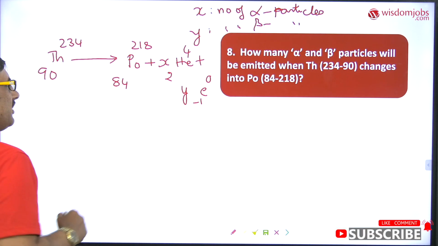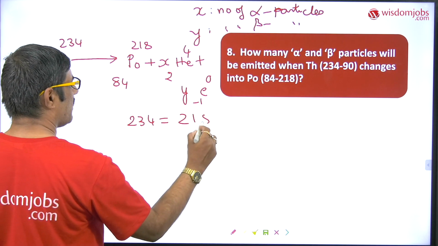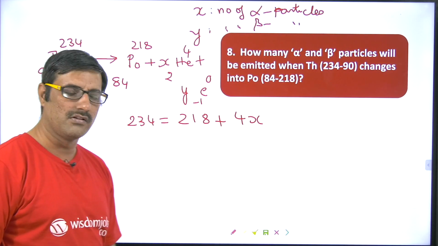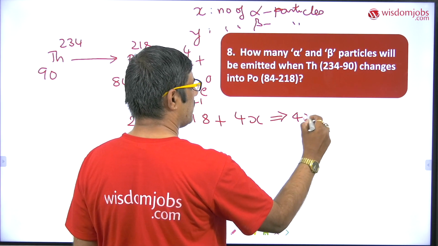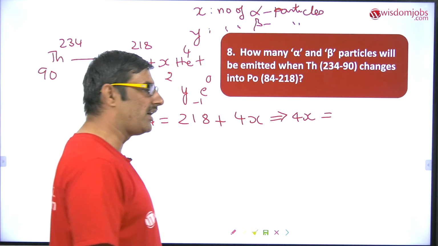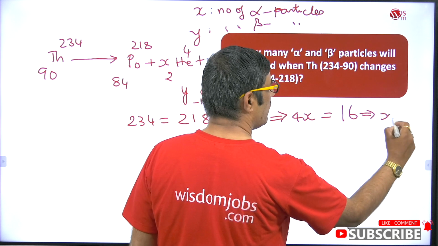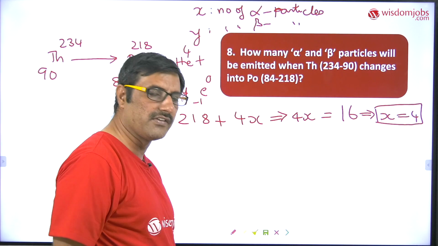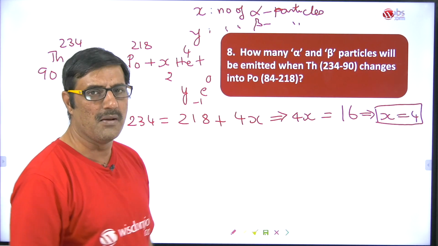Okay, so now let us compare. So 234 is equal to 218 plus 4x. That's it, plus 4x, right? So from this, what is 4x? 4x is equal to 234 minus 218. So how much is 234 minus 218? It is exactly 16. So from this, x would be 4. So how many alpha particles are emitted in this disintegration process? 4 alpha particles are emitted, right?